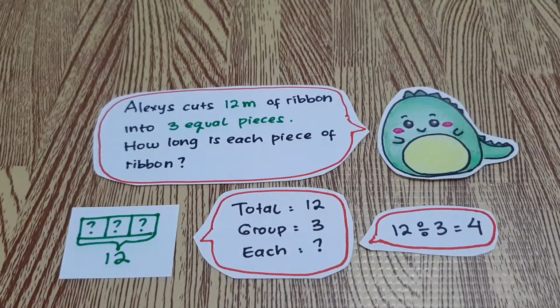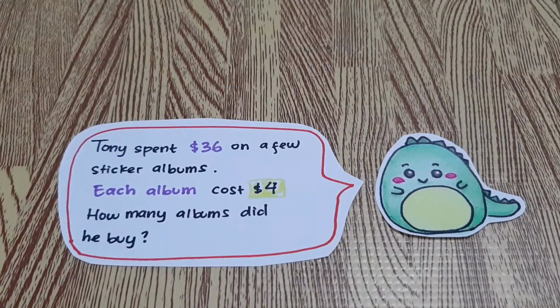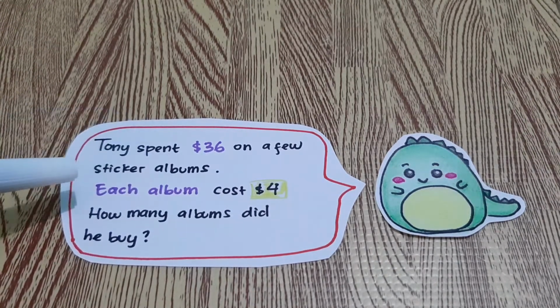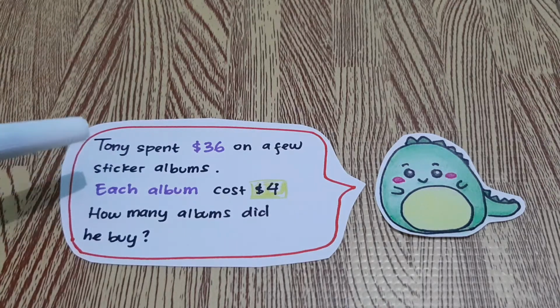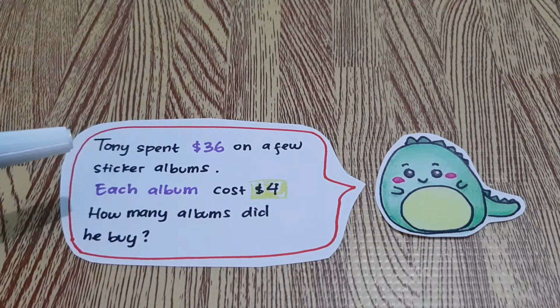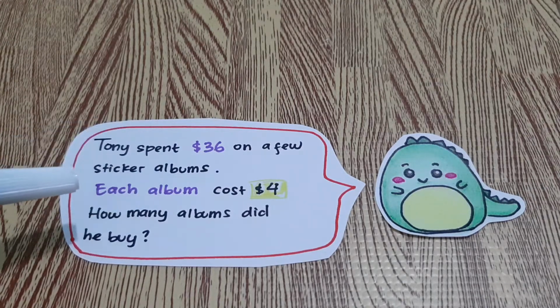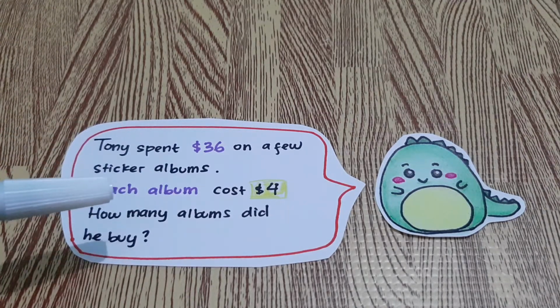Now let's go to the last question. Tony spent $36 on a few sticker albums. Each album cost $4. How many albums did he buy? Okay, let's take a look at the first sentence. The first sentence stated that he spent $36 on a few sticker albums. So he spent this much money. So it means this one is the total. Now, each album costs $4.